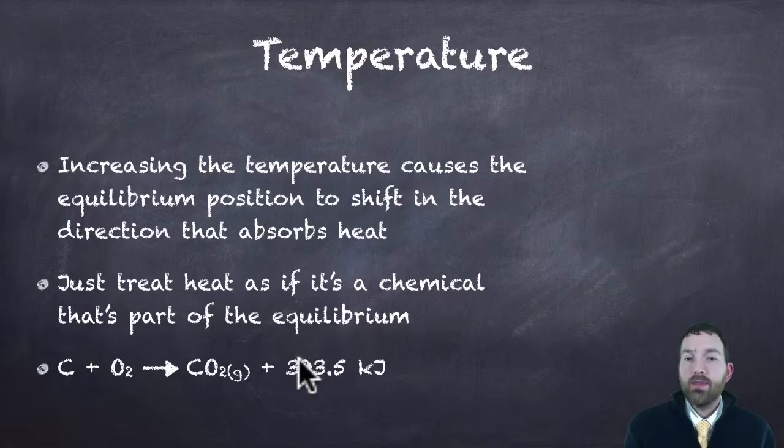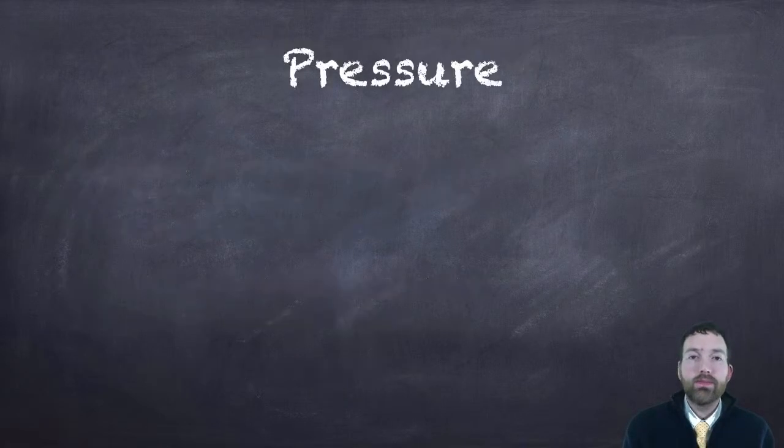So if I add something to the right-hand side of the reaction, like if I added more heat, the reaction will shift to the left. If I removed heat, that's like taking something away from the right-hand side. If I removed heat, the reaction would shift to the right to produce more product and ultimately more heat.